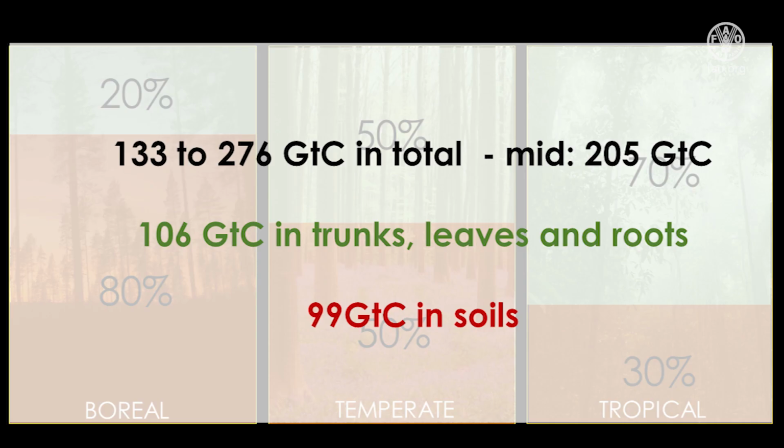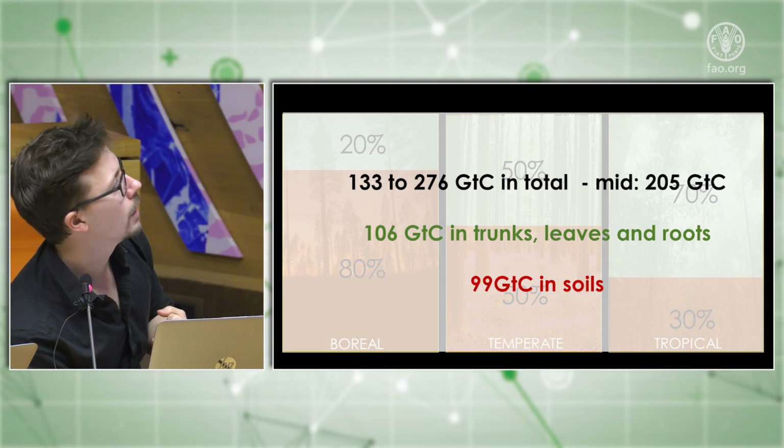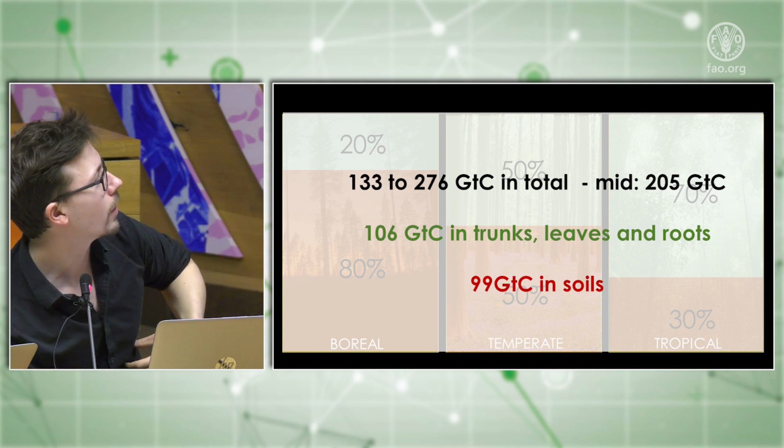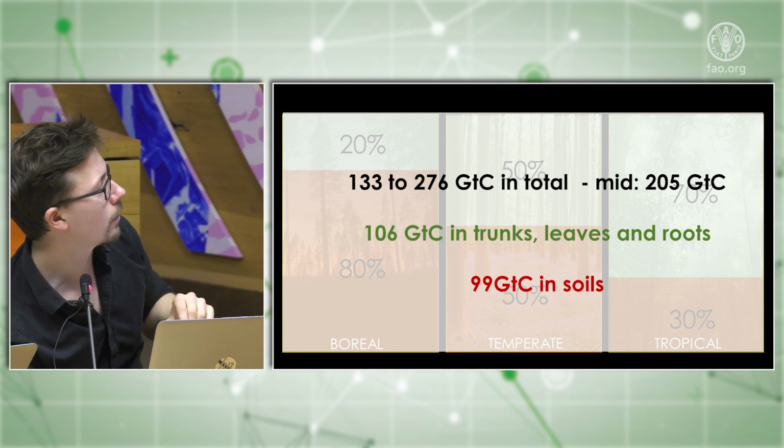Now, doing that and extrapolating that at the global level, we estimate that between 133 and 276 gigaton of carbon could be stored through those restoration efforts, with the mid value of 205. And half of it is basically found in the vegetation and half of it is found in the soils.